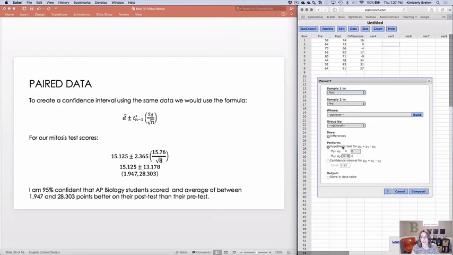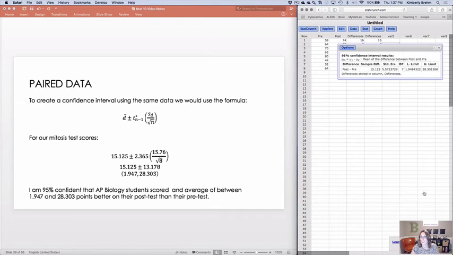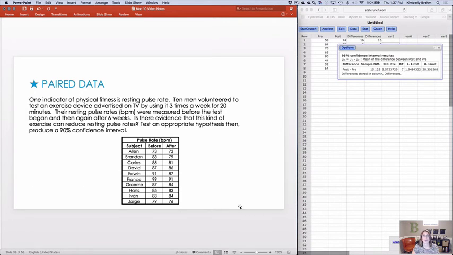So I'm going to go in and do a confidence interval for 95% and click compute, and I get 1.94 and 28.3, and that's my conclusion. And again, notice I'm saying points better on their post-test than their pre-test, and I could put all of that together in one conclusion. So here's one for you to try. So press pause, enter this data into your StatCrunch, perform the test and the interval, and then write your conclusion.